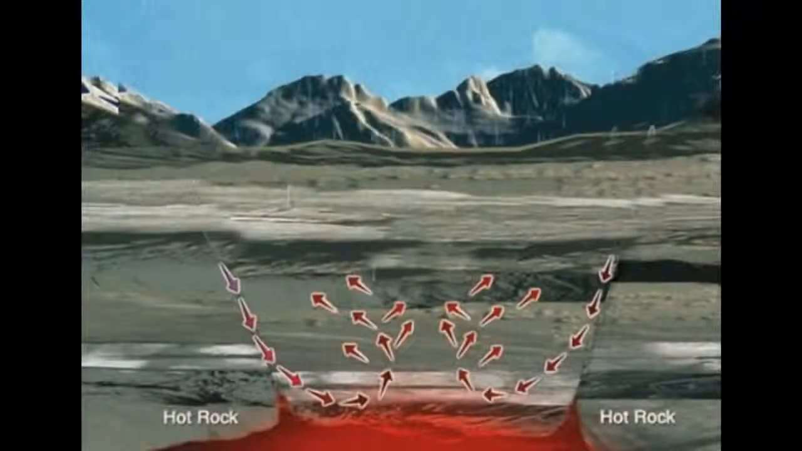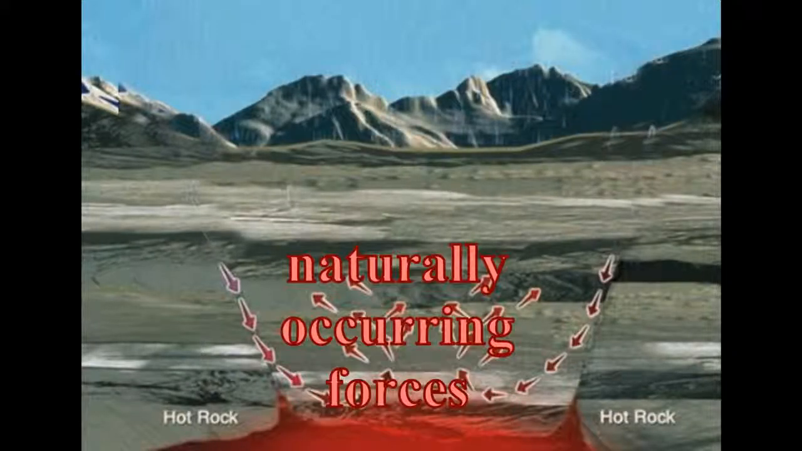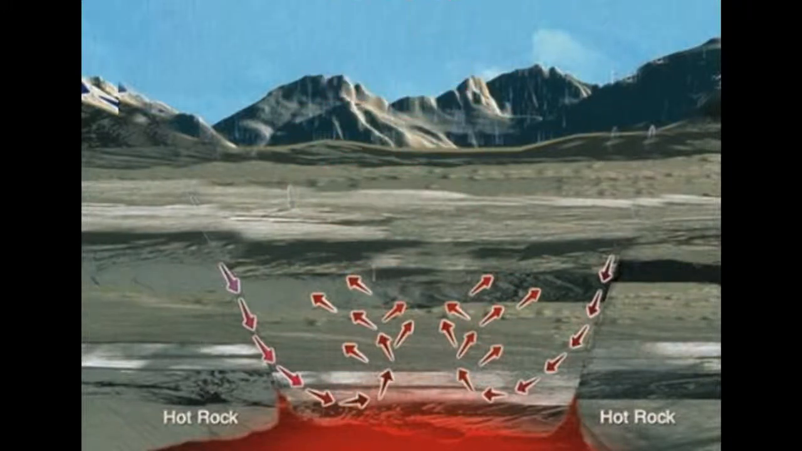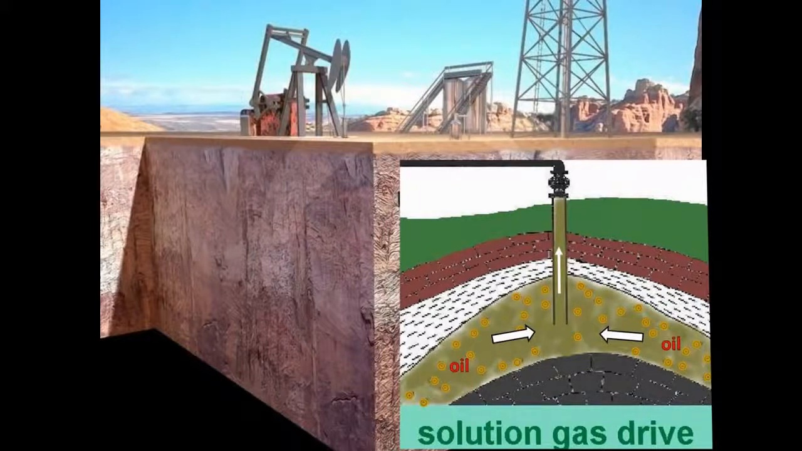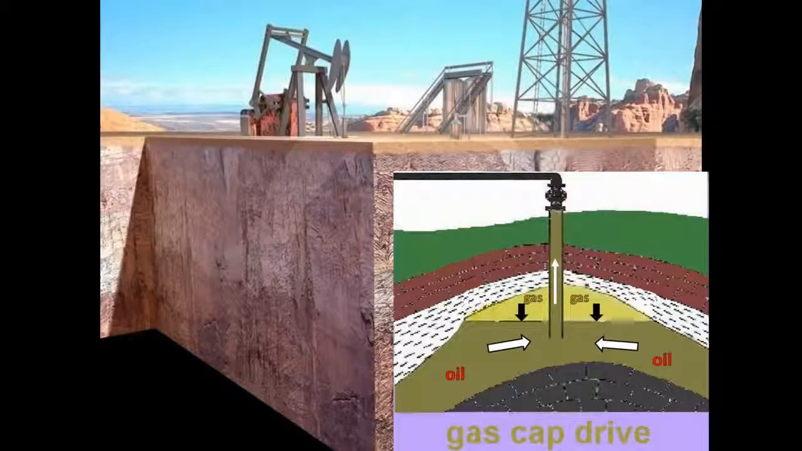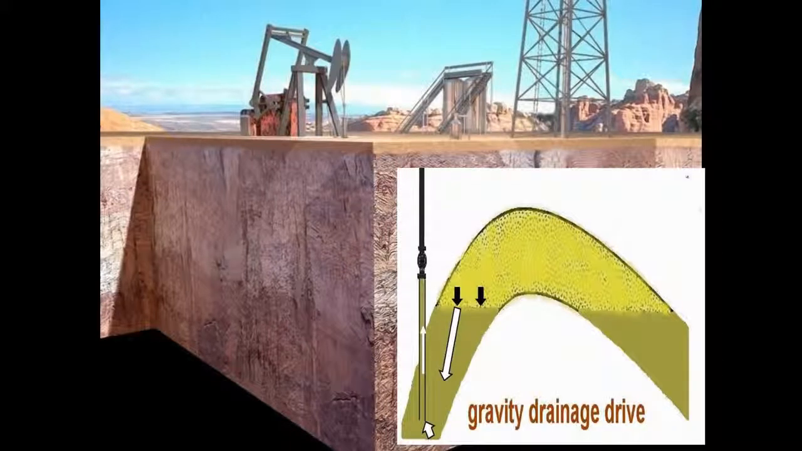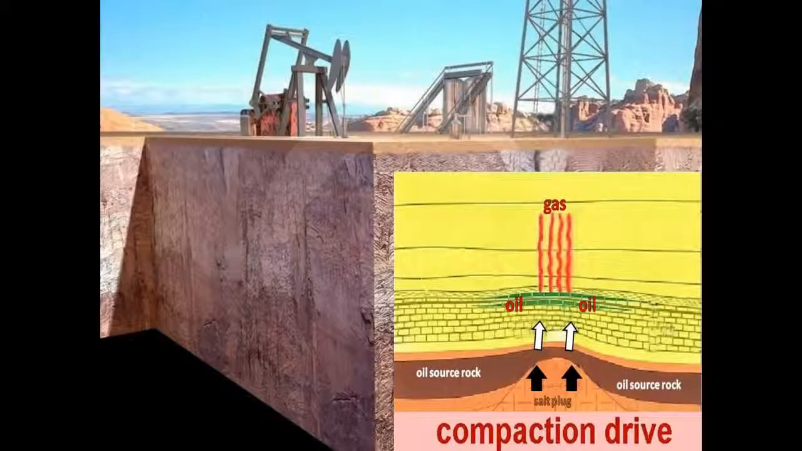In primary recovery, the energy is supplied by naturally occurring forces that come from within the earth and are referred to as natural energy. There are 5 major sources of natural energy. They are solution gas drive, water drive, gas cap drive, gravity drainage, and compaction drive.